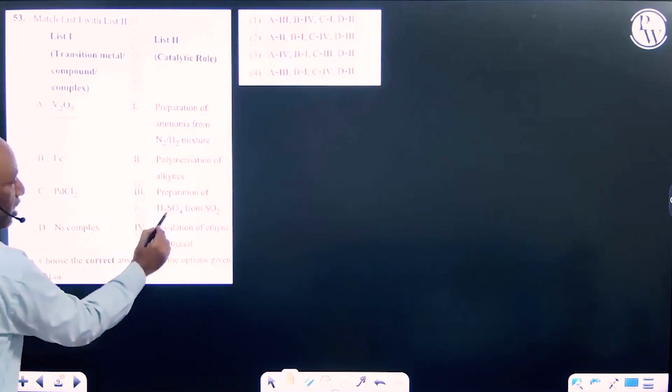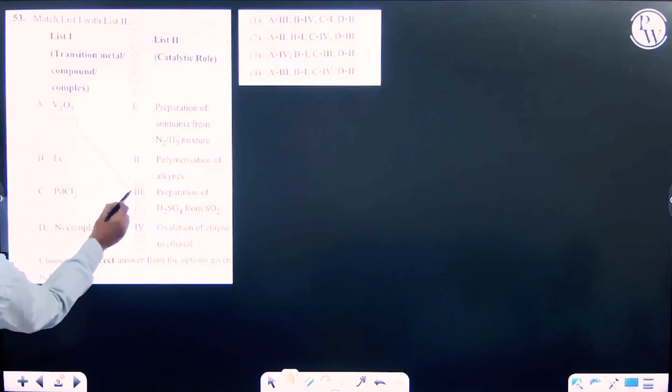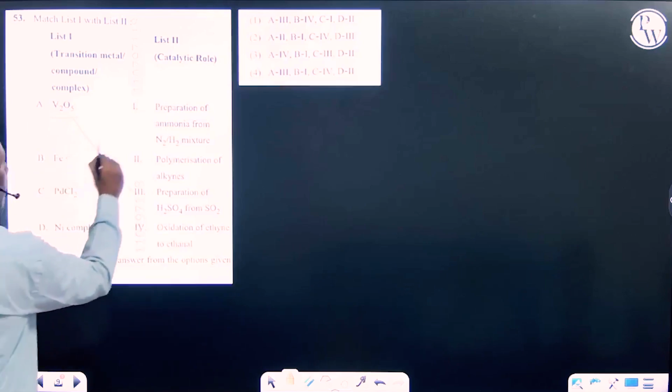This is the most commonly used catalyst in the contact process, that is, the preparation of H2SO4 from SO2. So this one will match with this. And iron is used as a catalyst in the Haber process, Haber-Bosch process, where ammonia is prepared. This is matching with 1.